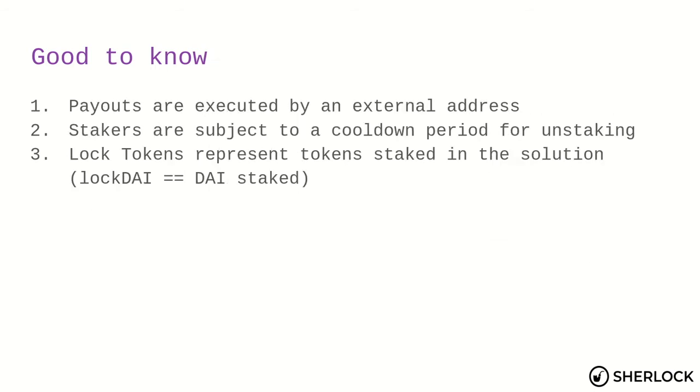So good to know about other parts of the code. Payouts are executed by an external address. So there's no on-chain assessment of protocols being exploited. This is done off-chain by the DAO, by the committee. And once there is an agreement that a protocol is being exploited, and for a certain amount, the transaction is executed and the payout is being done.